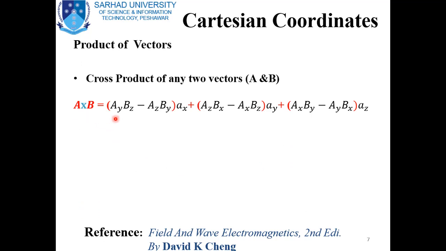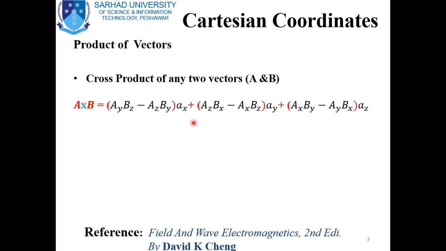So their cross product will give us the answer: a cross b is equal to (ay bz minus az by) into ax. So these are the two components of ax, one with a negative sign, the other with a positive sign. Similarly, ay has two components and az has two components.